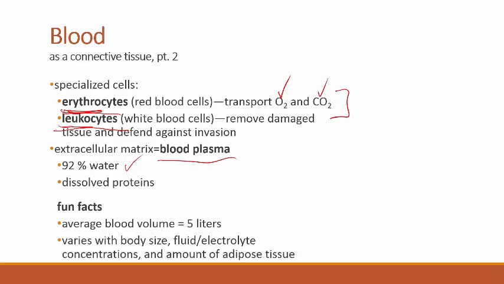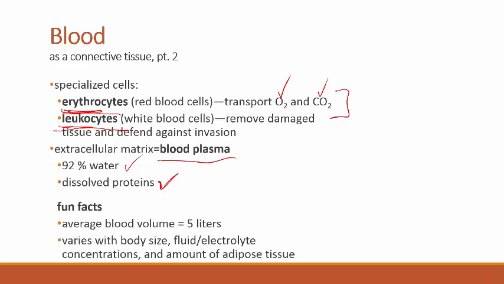Then the extracellular matrix is blood plasma. It's 92% water. And then the remaining 8% is primarily dissolved proteins. So these are not fibrous proteins, but these are proteins that are dissolved in the water that makes up blood plasma.